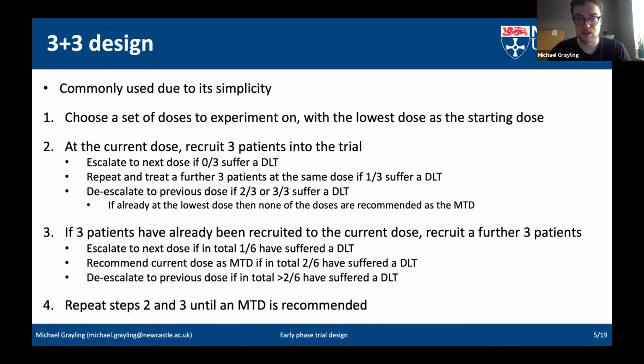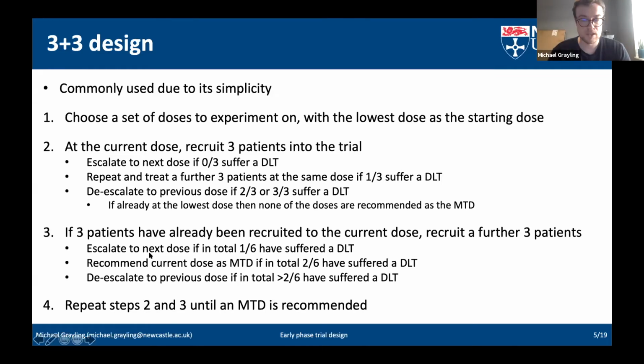Whereas if 1 out of 3 suffer a DLT, then you'd repeat and treat another 3 patients at the same dose. And if 2 out of 3 or 3 out of 3 experienced a DLT, then you de-escalate to the lower dose level. Then if you're at a point where 3 patients have already been recruited to your current dosing level and you recruit a further 3 patients, at that point, if 1 out of 6 have suffered a DLT or 0 out of 6, you'd escalate to the next dose level.